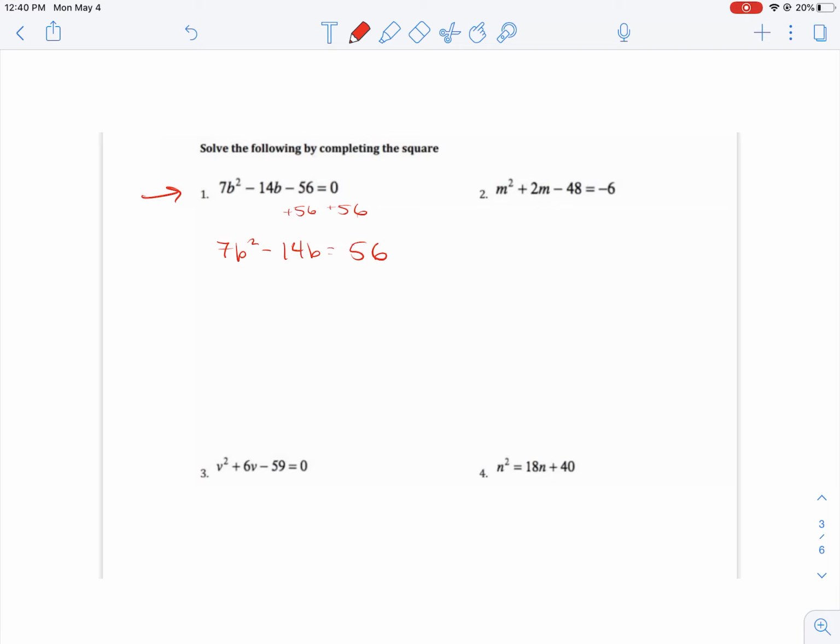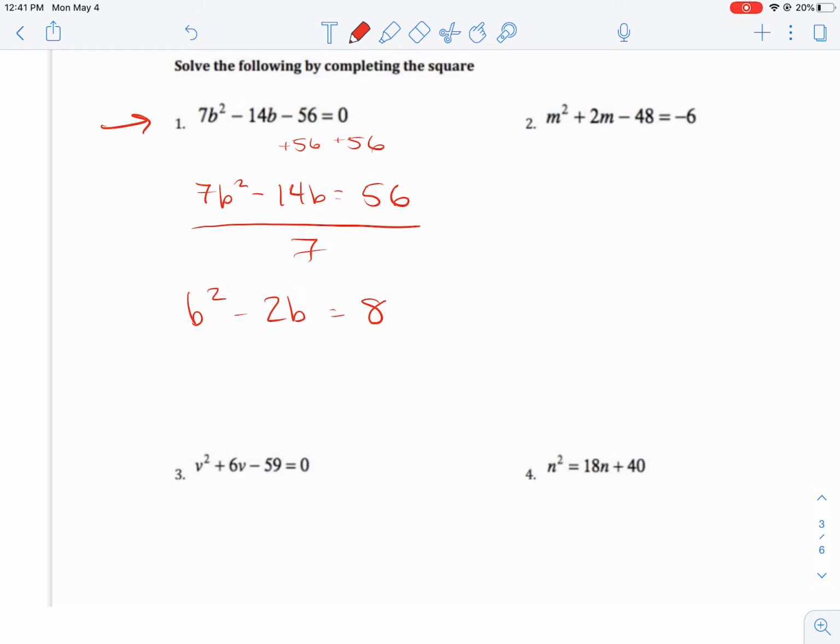Now, we want a leading coefficient of 1, and as you can see, we have a 7 here, which is no good. But conveniently, if I divide everything by 7, we're left with b squared minus 2b is equal to 8. Now we have our constant on one side. We have a leading coefficient of 1. And now we can finish completing the square.